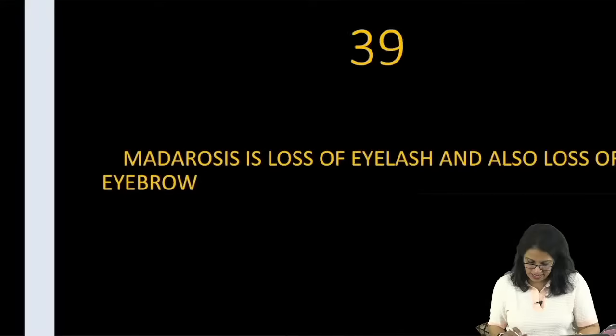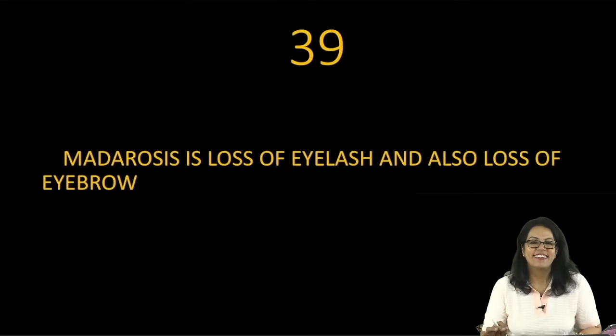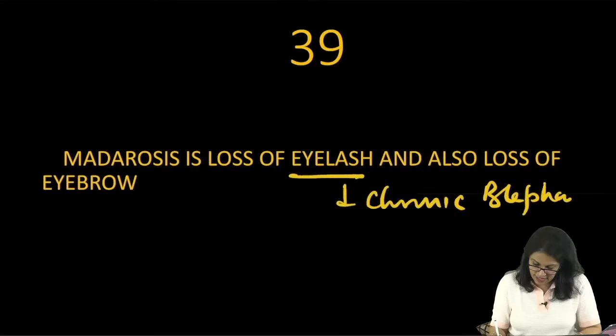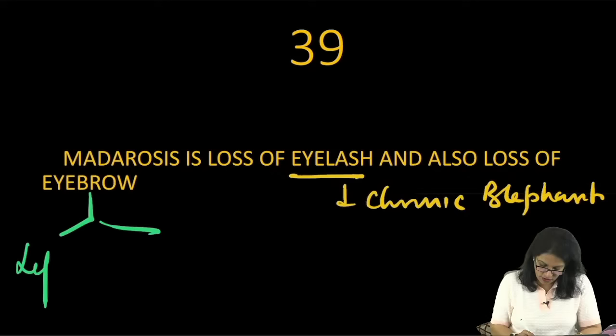Next. Madarosis is loss of eyelash and also loss of eyebrow. Both, it is an overlapping term for both eyelash loss and eyebrow loss. Eyelash loss, again, generally can be due to chronic blepharitis, most common cause. And eyebrow you will learn is leprosy and myxedema. Causes can be leprosy or myxedema.